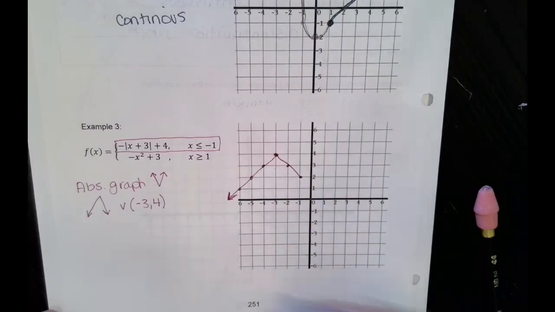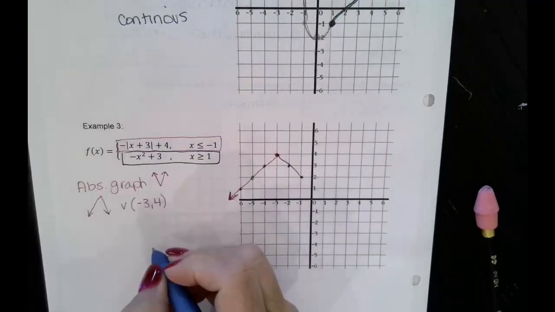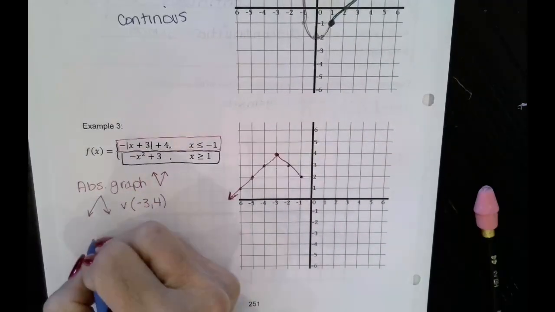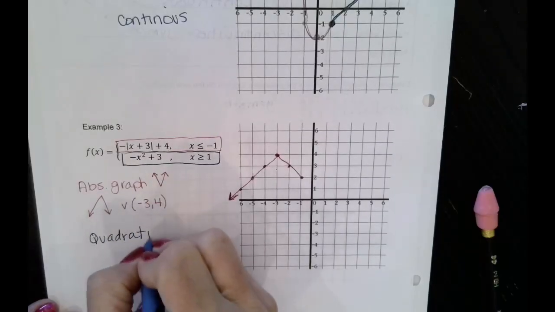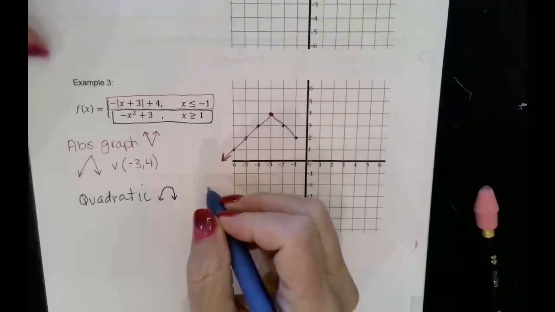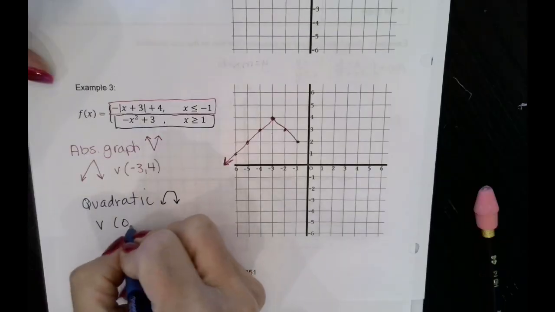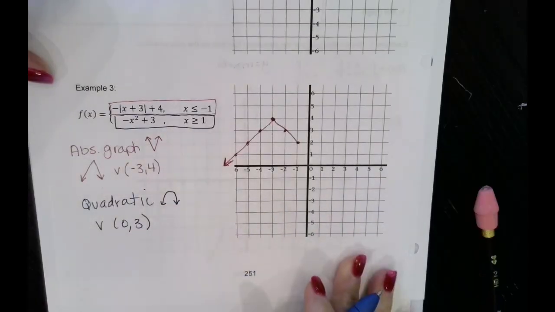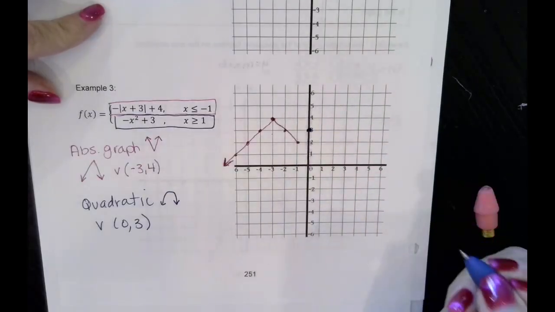All right, so now let's go do the other one. Now I have this blue section of my piecewise. Here's what I know about that. I know that it's a quadratic. I know that it's going to shape down. I'm going to have a U shape down, and I know that because this is negative. And the vertex of this guy is going to be 0, 3. So if I come over here, 0, 3, I have my vertex.